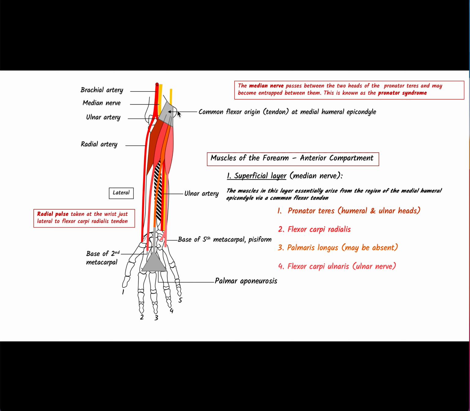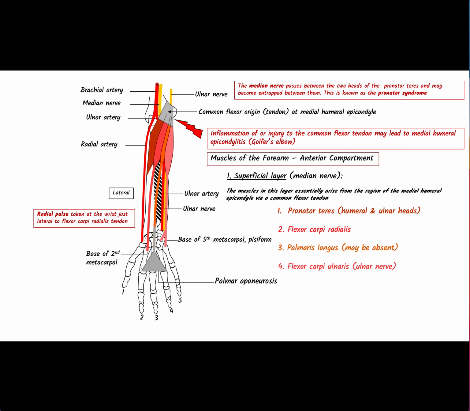Now you can see there is another nerve showing up, and it is going behind my medial epicondyle. So this is my ulnar nerve. Now any injury, inflammation or overwork at my medial epicondyle involves this area, and that leads to medial epicondylitis, which is famous by the name golfer's elbow.